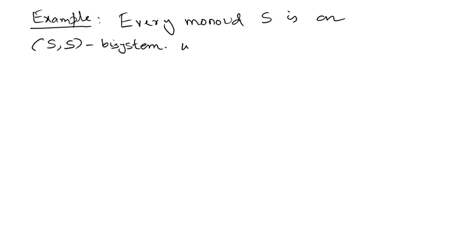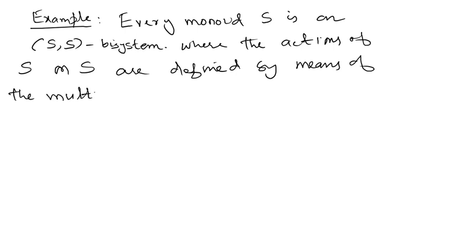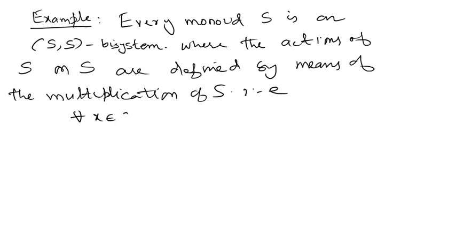Now here we have to specify the action. Since there are two actions, left and right bisystem, where the actions of S on S are defined by means of the multiplication, the given multiplication of the semigroup S. So that is for all x in S, s in S.